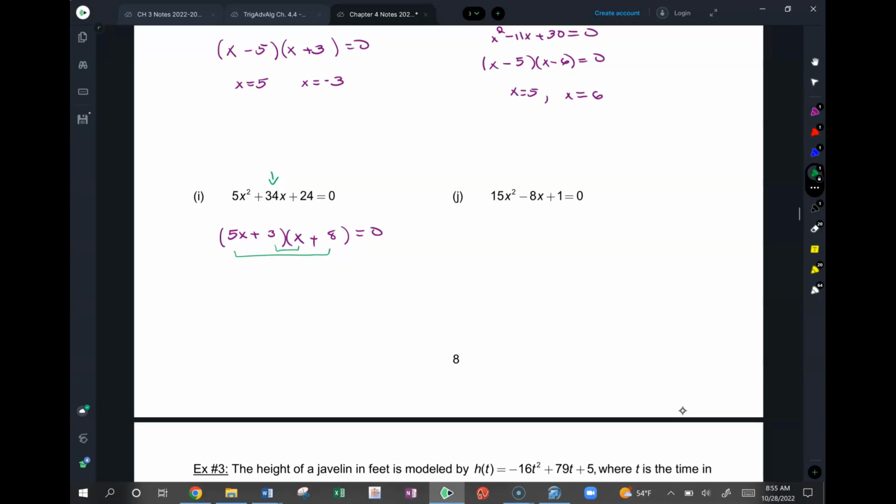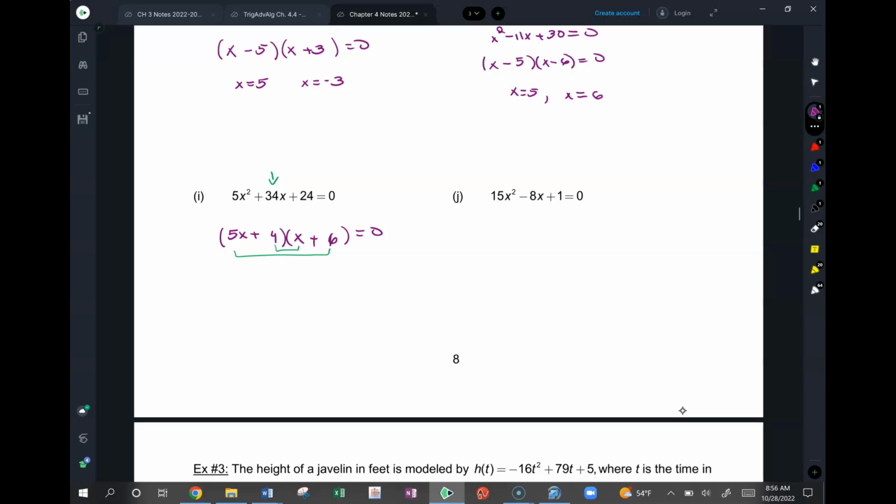6 and 4 is another option. So let's see. If I do 6 and 4, now I got 20 and 6. That's 26. So that doesn't work either. But let me see if I can switch them to 4 and 6 like this. And now 30 and 4, that's 34. There is a little bit of trial and error, right?